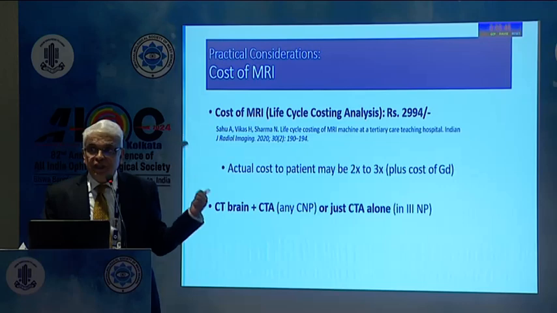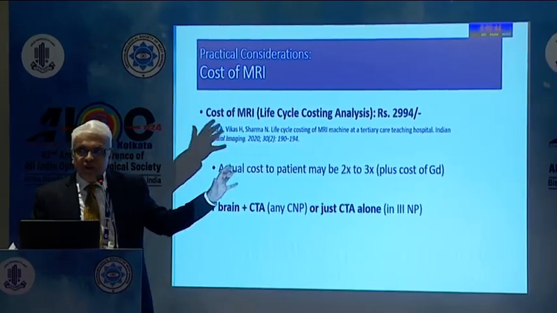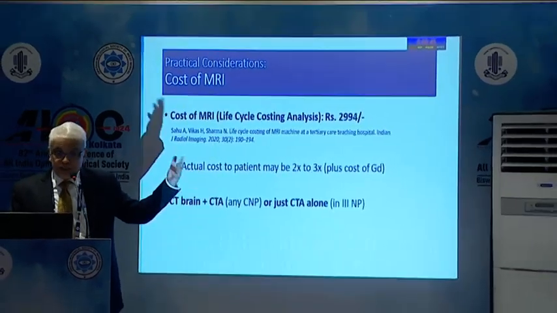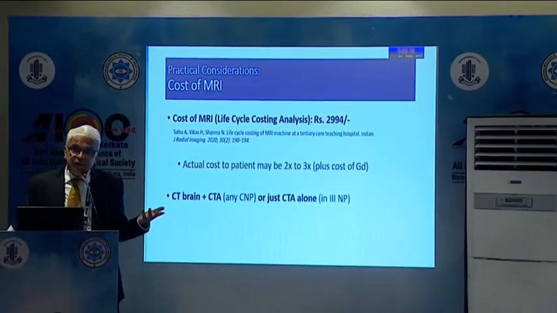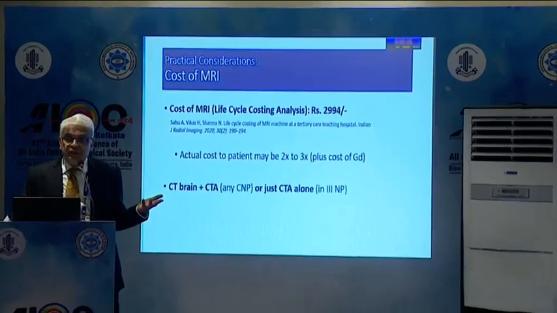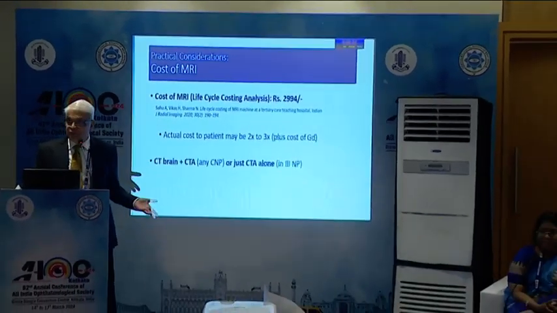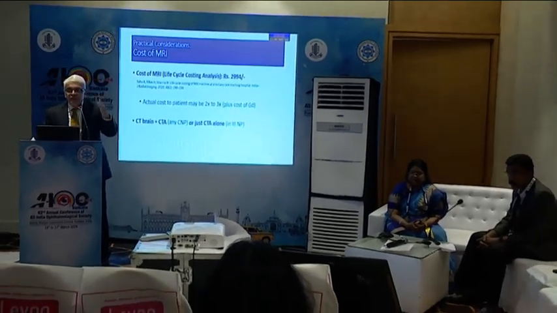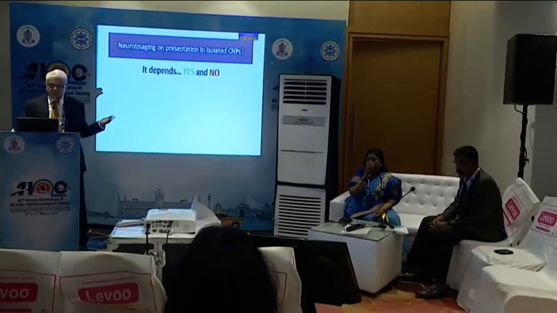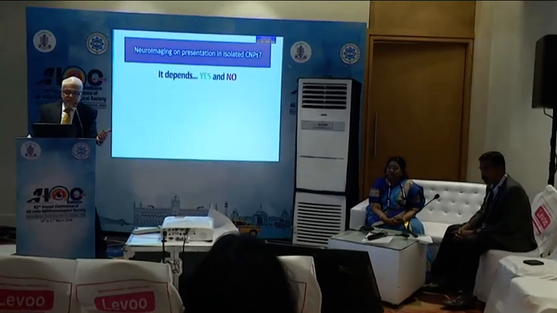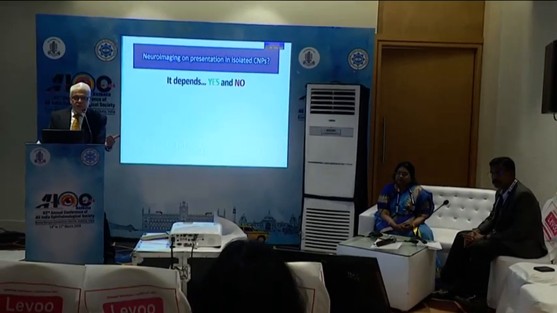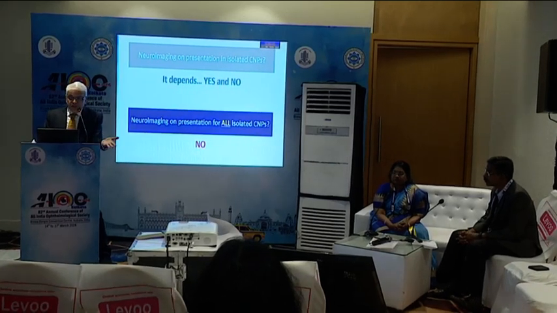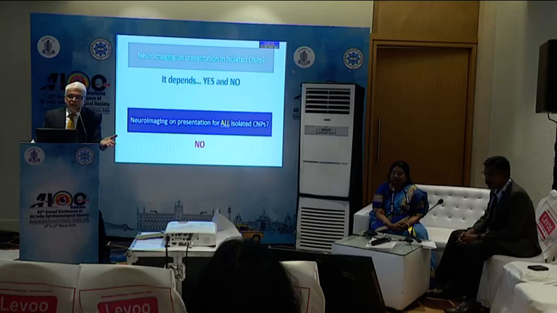Interestingly, the cost of an MRI is important. It costs around 3,000 rupees or so. Some centers, it may be 2 to 3 times even more. That's what they charge. My question to you is, would you therefore, at least to rule out an aneurysm, consider just doing a CT angio? That alone will do, and help you to decide if this is aneurysmal or non-aneurysmal. So the question is, neuroimaging on presentation in isolated cranial nerve palsies, it depends. But if you say neuroimaging on presentation for all isolated cranial nerve palsies, I would say no.